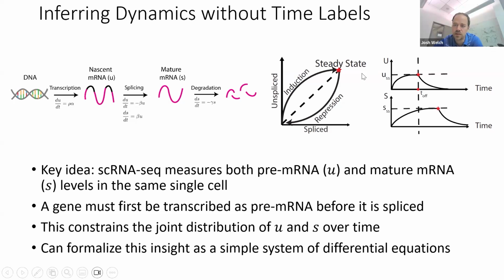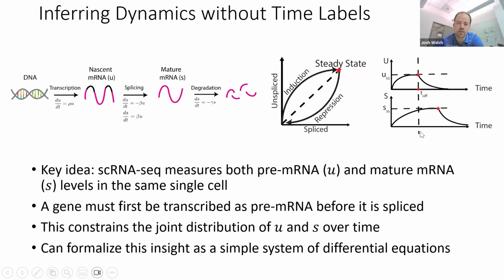Another way of looking at this is there should be a time lag between changes in unspliced transcripts and spliced transcripts. If you look at a single gene over time, when it's turned on, you should first see U increase, and then after a lag, you'll see S increase. And then when the gene is turned off, you'll first see U go away, and then you'll see S go away.